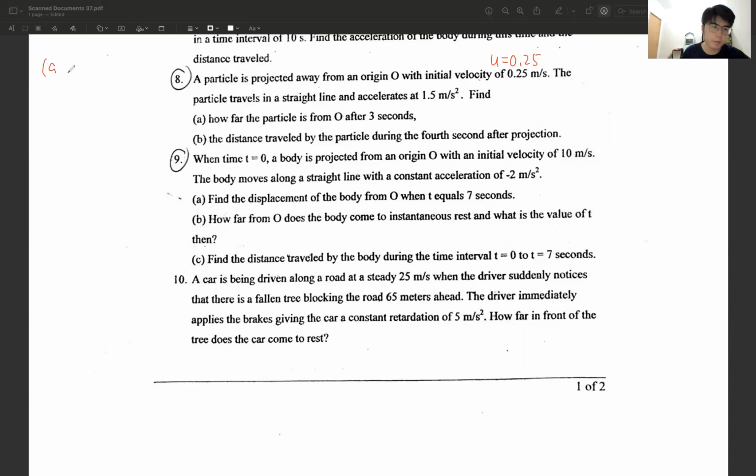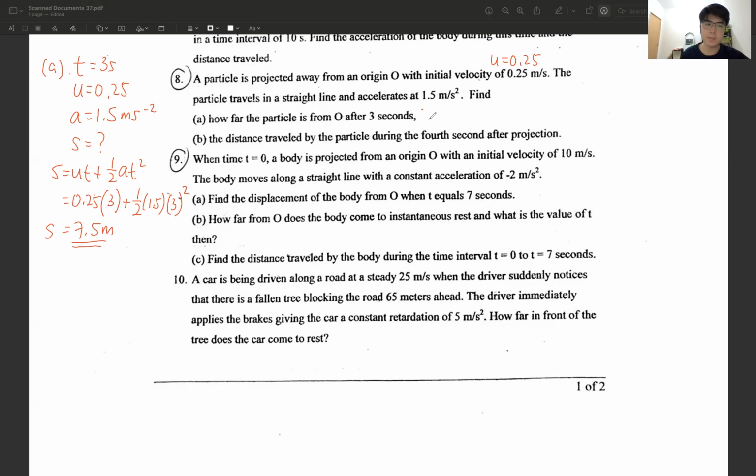Okay, so we have t equals 3 seconds, u is 0.25, acceleration is 1.5. Find s. Okay, s equals ut plus half at squared, with 3 seconds squared. So you calculate this and get 7.5. Okay, so the answer for A is 7.5.